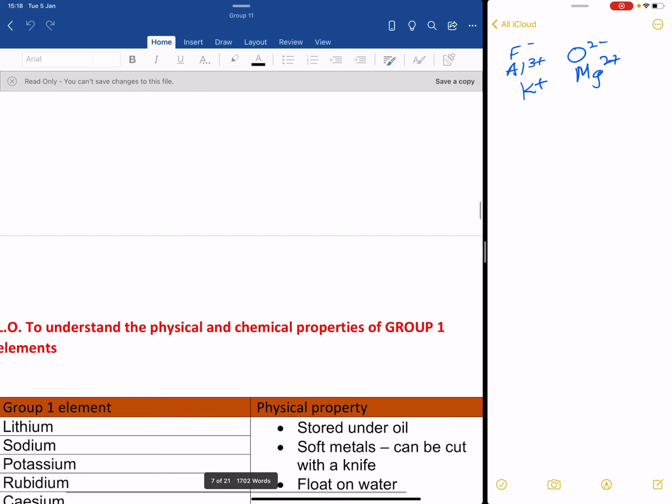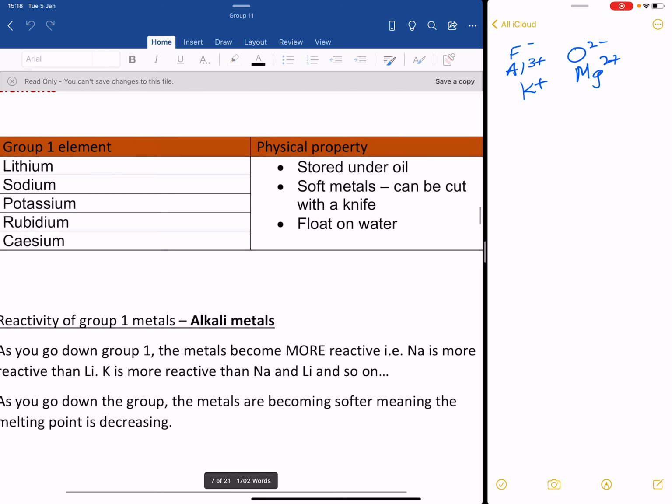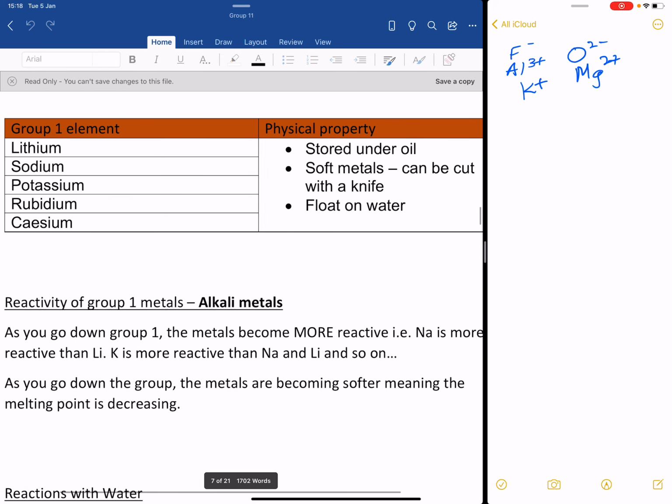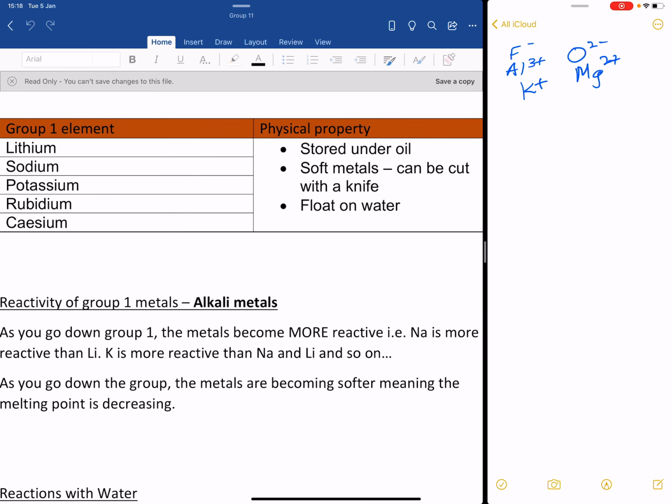If we then move on to group 1, you can see some of the properties there: lithium, sodium, potassium, rubidium, as you go down the group. They're stored under oil. They're soft metals that can quite easily be cut. They have a low density and they float on water.